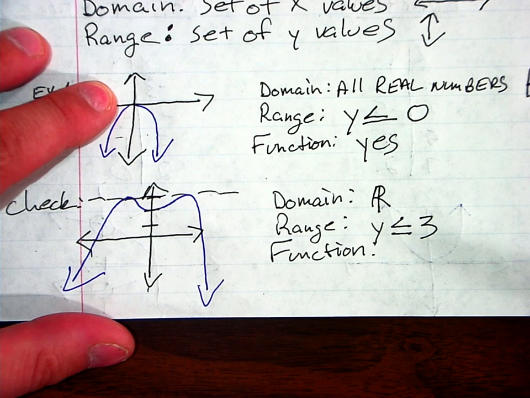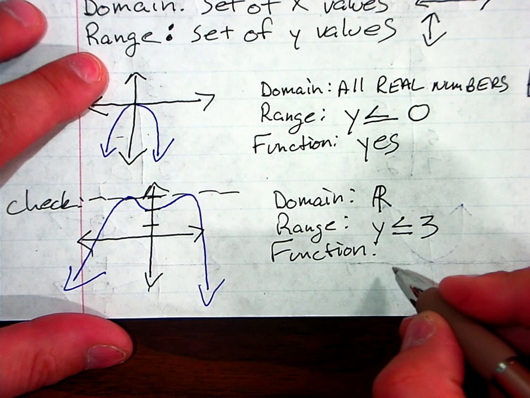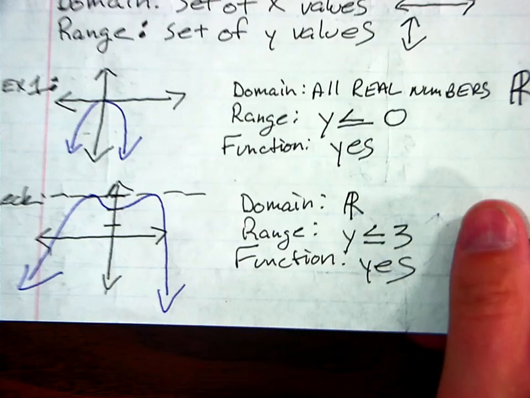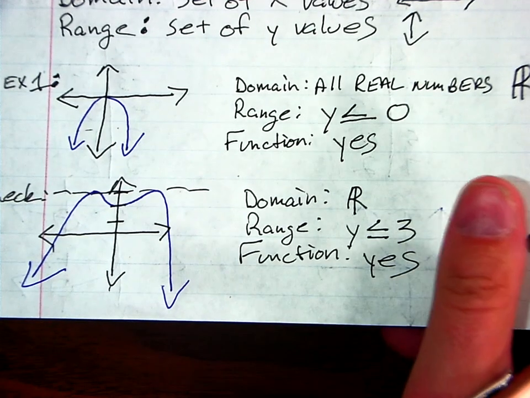Jackson, please put your phone away. And is this a function? Yes, it is. Thank you. All right, turn your paper over, please. Well, you'll actually have time at the end of the class to go on your phone. All right, this is example 2.